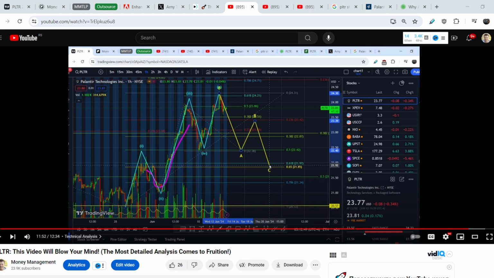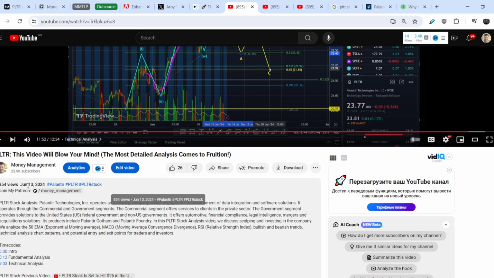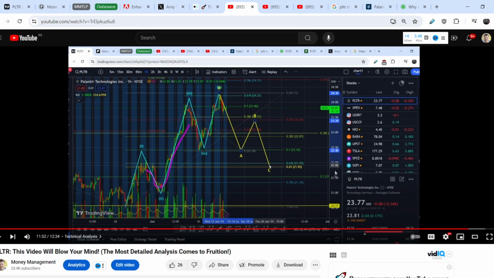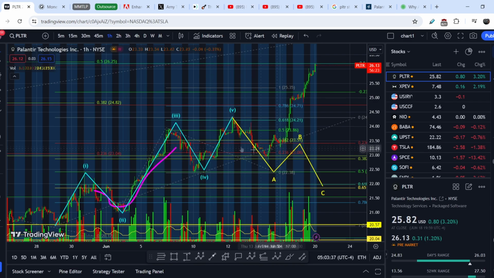Hello my friends, this is the video that I made on Palantir on June 13th when the price of this asset was at $23.81, and my main assumption was that most likely we completed a 5-wave structure to the upside and we have to see this ABC correction, and I drew this blueprint of its potential price movement, but unfortunately I was wrong. And here is the actual price action.